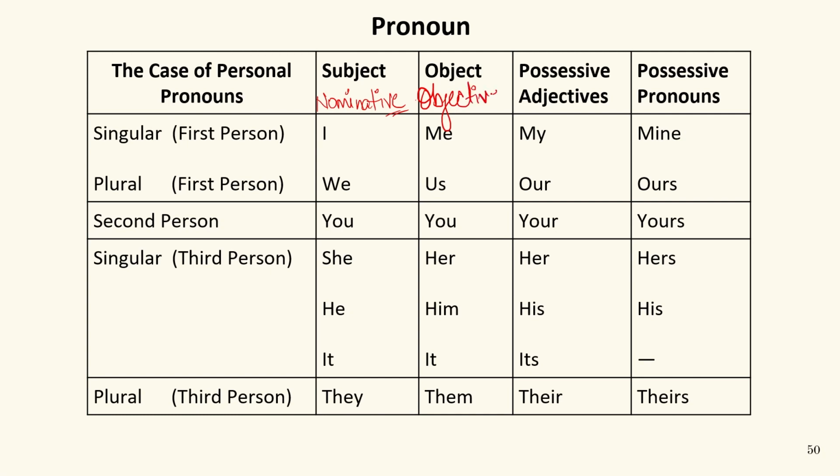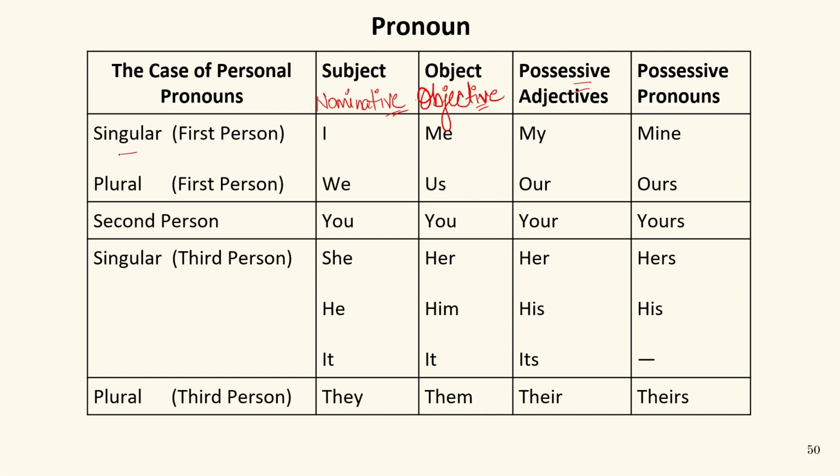Now, what is the objective case? It means whenever we use the pronoun as an object, it should be written in the objective case only. Possessive shows the possession of something. When we show possession, the possessive case is used. But possessive case can be further classified into adjectives and pronouns, which we will discuss later on.